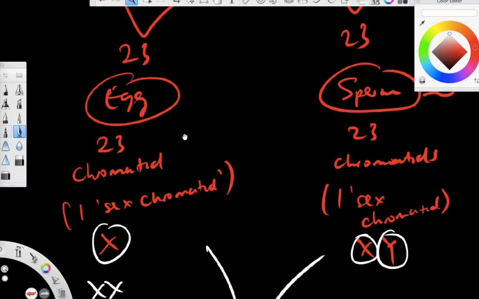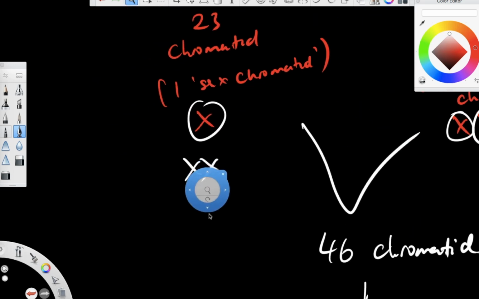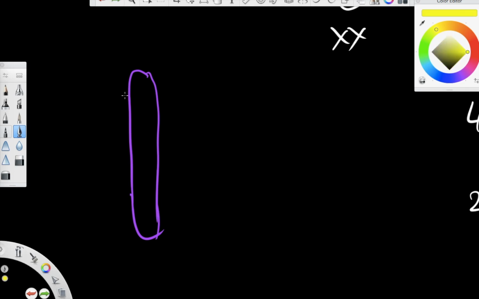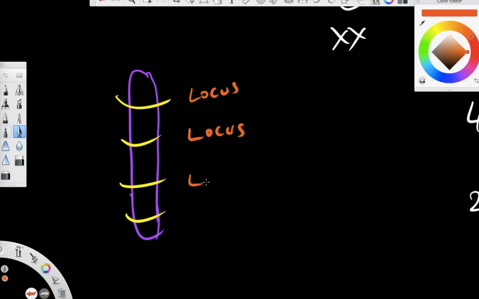And then if you remember, let's just draw a chromatid here. What do you think these are called? These are called locus, right? So those are called locus. And let me just label this. Let's call this locus 1, locus 2, locus 3, locus 4. There could be many more, okay? And each locus essentially has an allele that specifies for a gene.